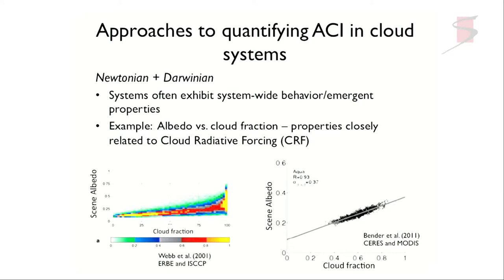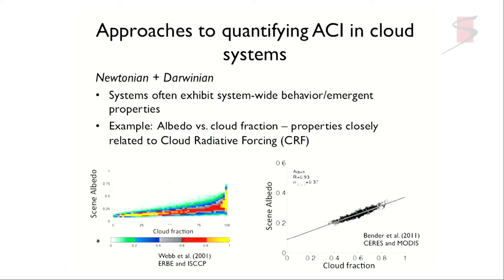So thinking about more of a Newtonian plus Darwinian view, let's think about systems, the fact that systems often exhibit these system-wide behaviors or emergent properties. And let's take, for example, the albedo versus cloud fraction. These are properties closely related to cloud radiative forcing, or cloud radiative effect, if you prefer. Some work from Webb et al., 2001. These are observations: the scene albedo as a function of the cloud fraction, a fairly well-defined behavior over here. And here's another example from Frida Bender's work, the albedo versus cloud fraction, and a fairly linear relationship.